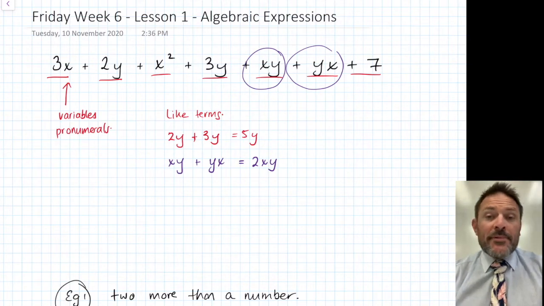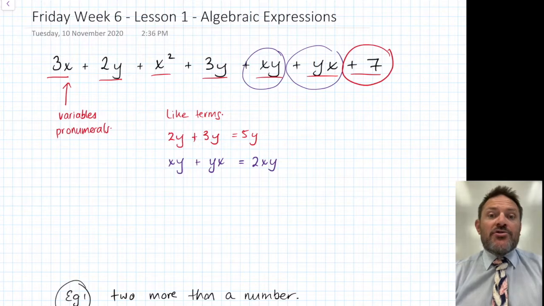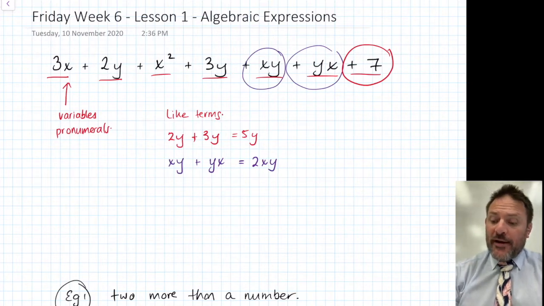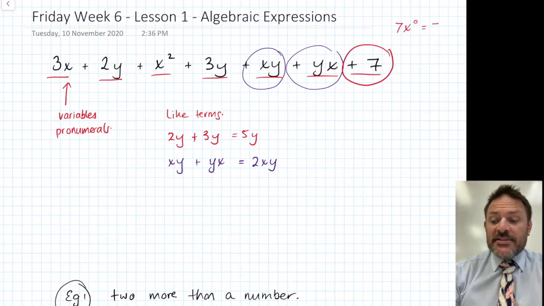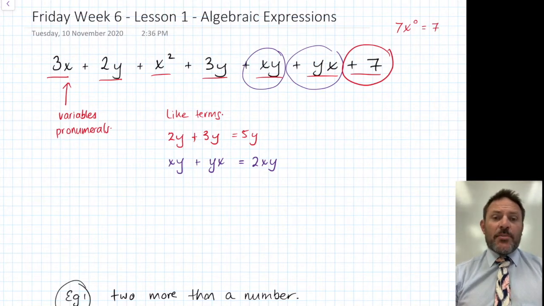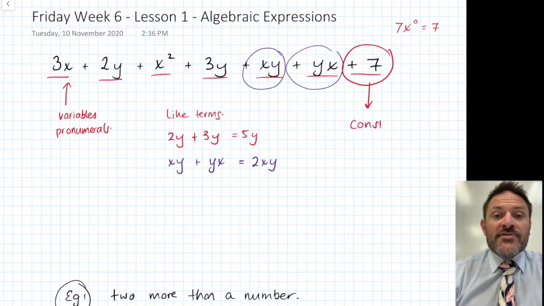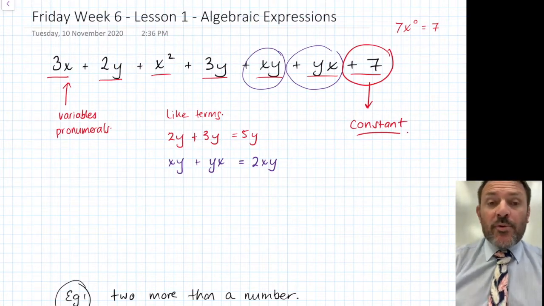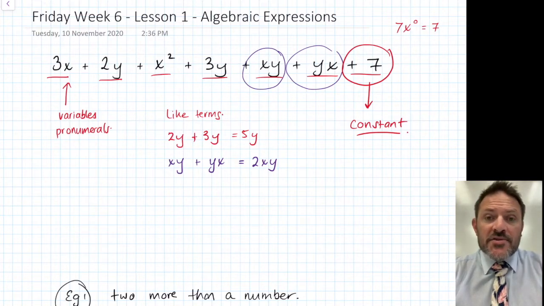Now, you might remember the plus 7 at the end has a special name as well. Although there is no pronumeral or variable attached to it, we still identify that as an algebraic term. You might remember if we have something like 7x to the power of 0, anything to the power of 0 equals 1, therefore this actually means 7. So we still call it an algebraic term even though there is no pronumeral attached to it. This is what we refer to, if you remember, as the constant term. Now, why is it constant? Well, if we were subbing values in for the x's and the y's, etc., there's nothing to sub into that last term. Therefore, it will always remain as a 7, therefore being constant.